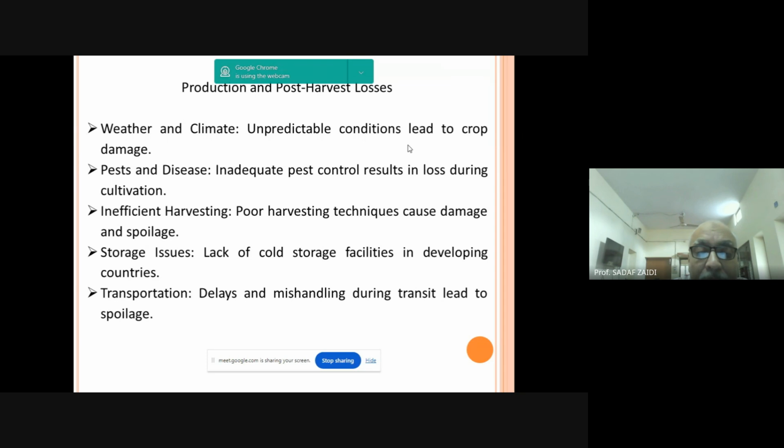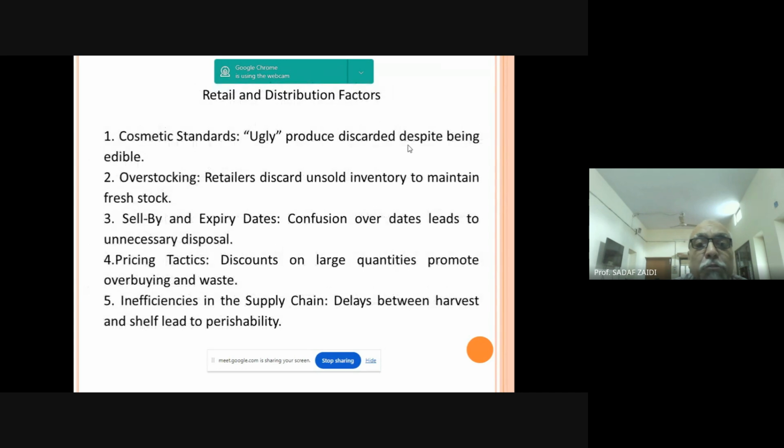Then transportation delays are there, mishandling during transit, they also lead to spoilage. Then if you see the retail and distribution factors, you will find that the cosmetic standards of ugly and good looking, they lead to the discarding of the produce despite it being edible. So it is edible, but since it is not looking good, you throw it away.